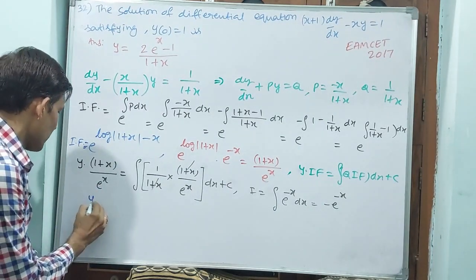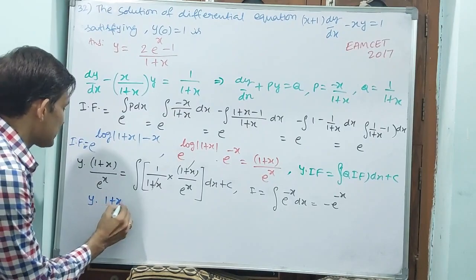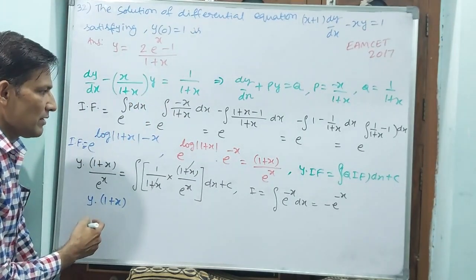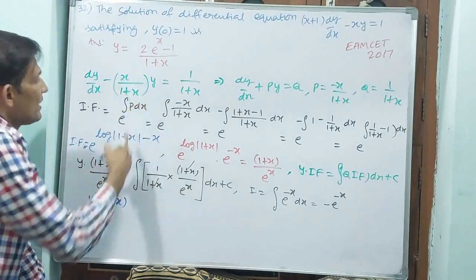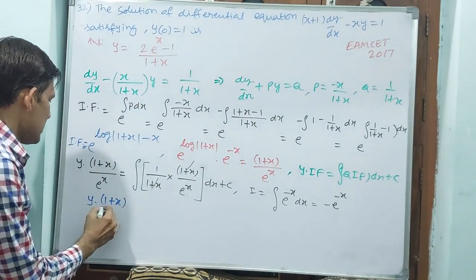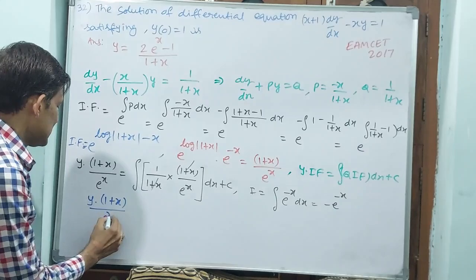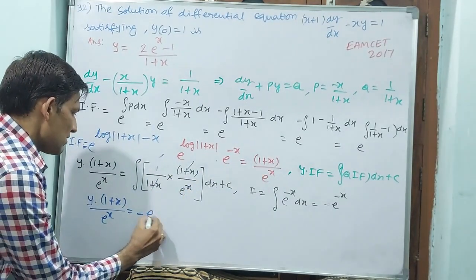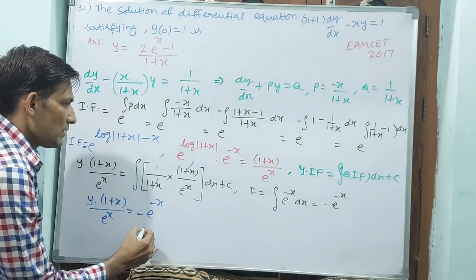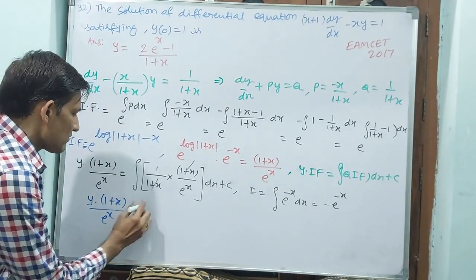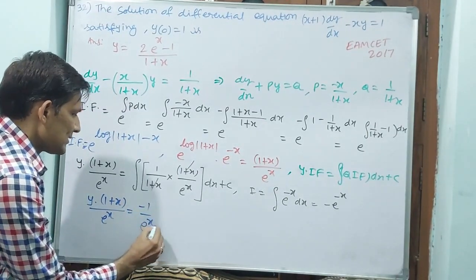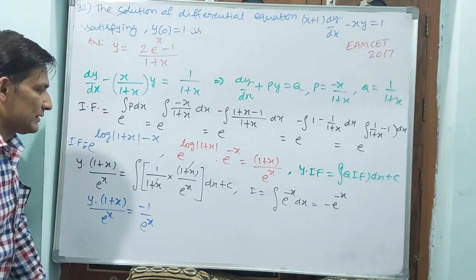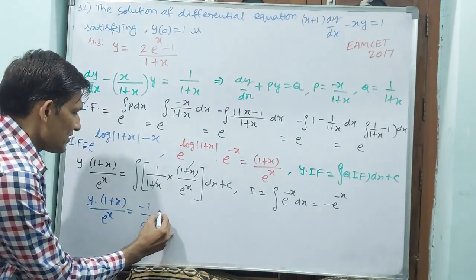You see, y into 1 plus x. Is there any particular solution? That means you see. Okay, we will write first. Y into 1 plus x by e power x is equal to this I has come, minus e power minus x, or else shall I write minus 1 by e power x. Okay, minus e power minus x means 1 by e power x, minus 1 by e power x plus c.